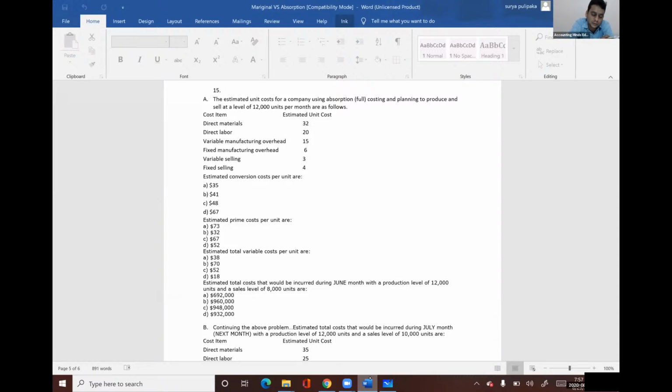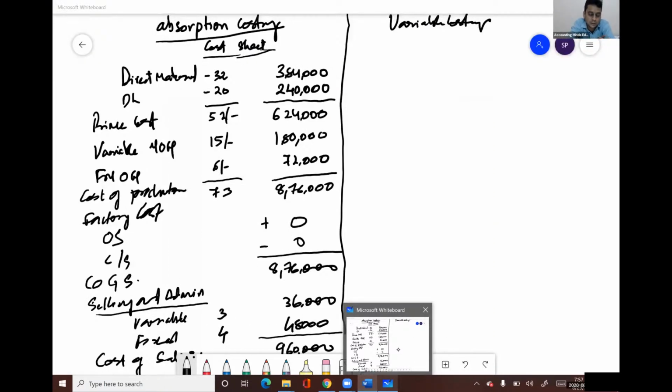What is the prime cost? 52, sir. Prime cost per unit means 52. Overall prime cost is how much? 6,24,000, sir. 6 lakhs 24,000 total prime cost, that we already calculated. What is the next one?